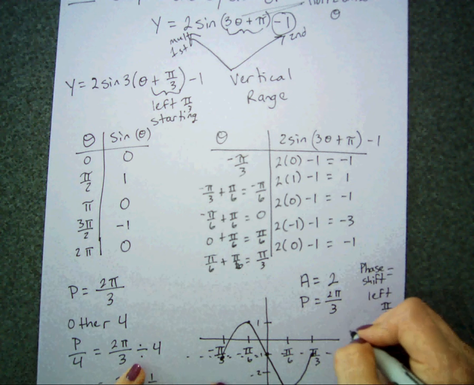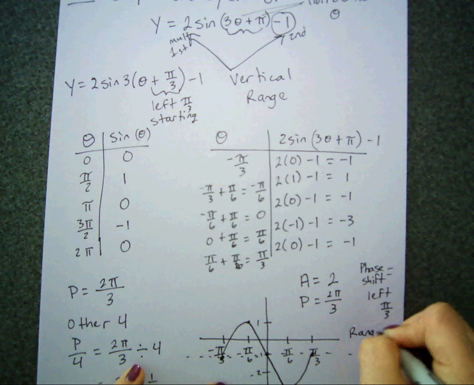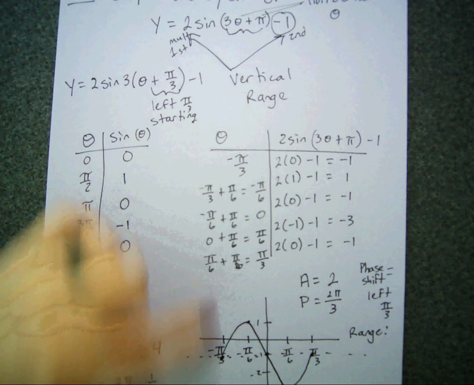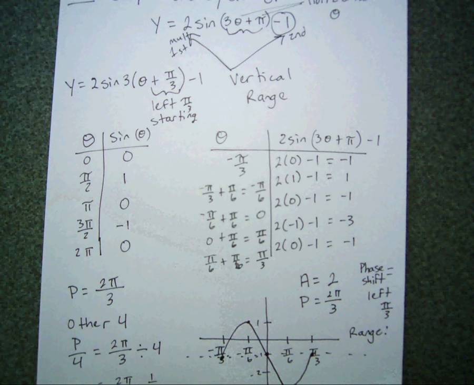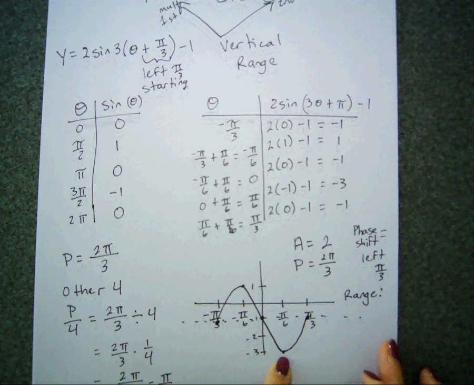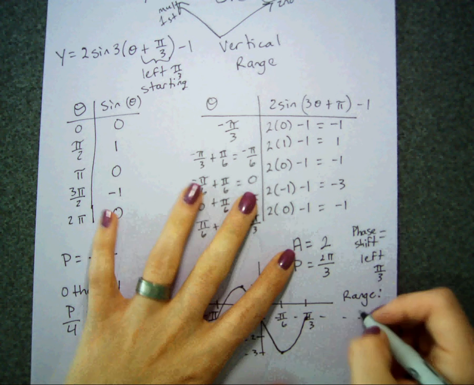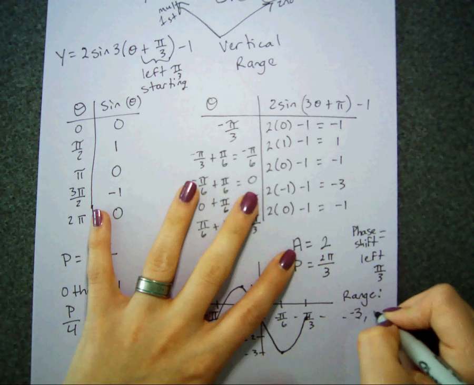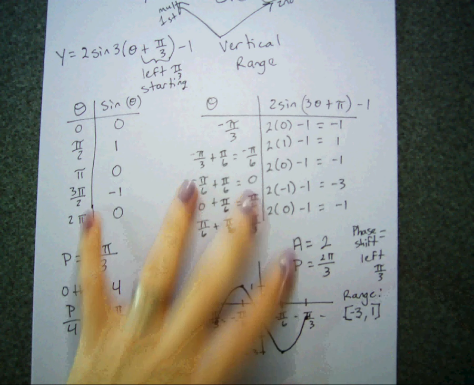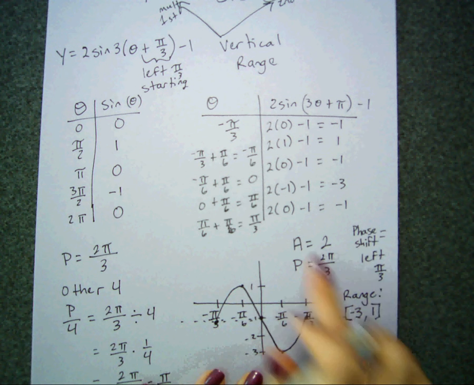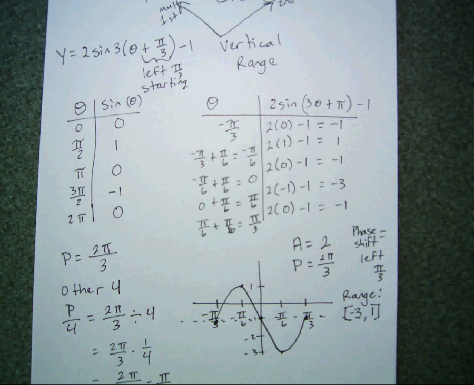And then lastly, my range. The range of the function, the lowest point is -3, and the highest point is +1. So my range is -3, +1. And so now I have my graph, I have all of my values, and there we go.